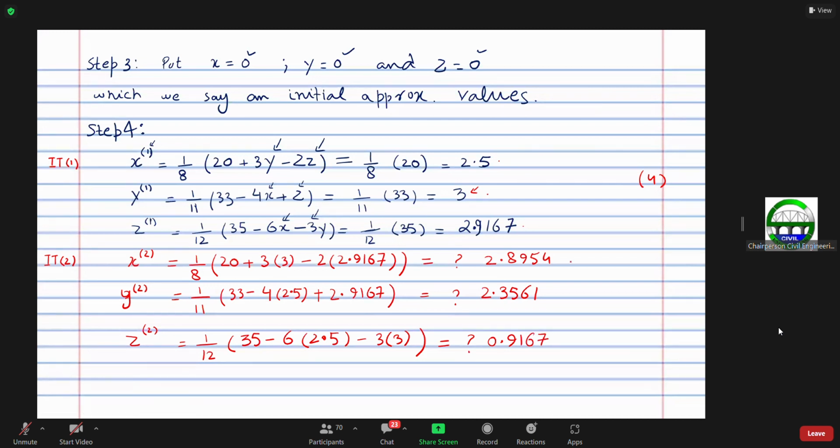Okay, so these are the 3 values. In my first iteration, the value was 2.5. In the second, it was 2.8. Similarly, it was 3 and 2.39. It is 2.9, it is 0.9. So we will solve our iteration. We will keep repeating and repeating until we have almost the same values as in our previous iteration, right? So let's go with the third iteration.